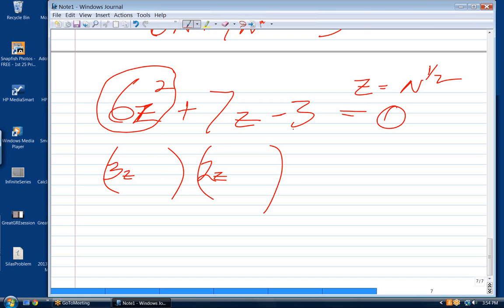Luckily, there aren't very many factors for the constant, so I know it's 3 and 1. But it can be plus 3 minus 1. It could be minus 3 plus 1. Let's just try it until we find one that works. Does this work? No. Okay, let's try the 1 over there and the 3 over here. Does that work?